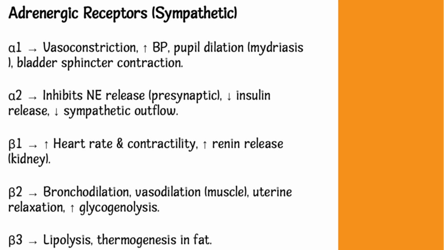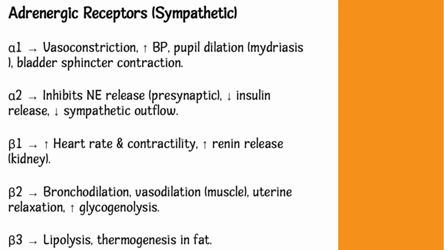So we have about five receptors under adrenergic receptors. First we have here is alpha 1. The alpha 1 receptor, its main function is vasoconstriction, which is to cause the constriction of the smooth muscles in the blood vessels. So by causing constriction of the smooth muscles in the blood vessels, it can lead to increased blood pressure, like I wrote there, increased BP. It also causes pupil dilation, can cause bladder sphincter contraction.